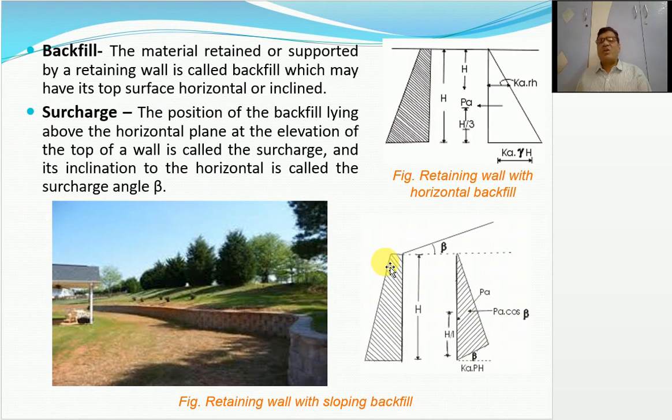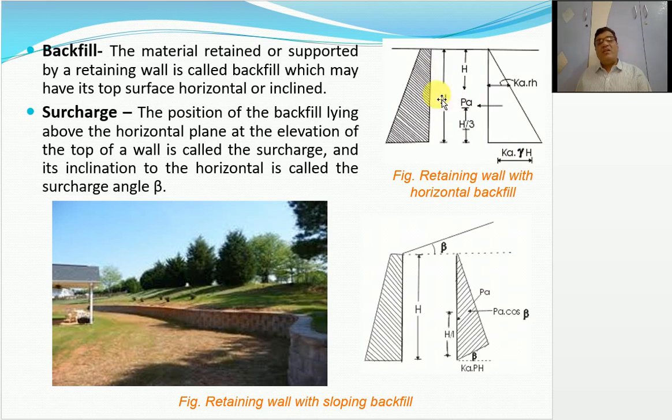Let's see some of the important terms. Backfill. Now what is backfill? It is the material retained or supported by the retaining wall. This backfill may have its top surface horizontal or inclined, because accordingly our calculation changes. Now this is the example where the backfill is horizontal. When backfill is horizontal, obviously only a triangular pressure diagram we have to consider, where the base intensity is Ka gamma h. Later on we'll see how to get the pressure from such a horizontal backfill.